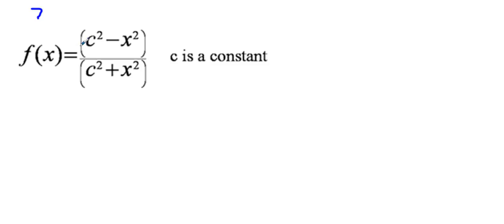So here everything is simplified. We have a function over another function. We're going to use the quotient rule. All right, quotient rule to find this derivative. Okay, so we're going to find this derivative. We're going to find f prime.